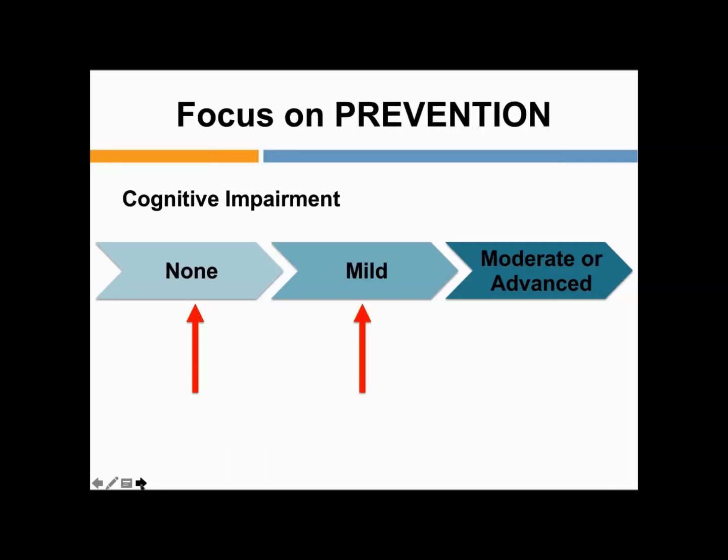I think as well, when we focus on prevention, and I'll talk about this a little bit later, when we think about advanced care planning and cognitive impairment, I really try to engage people who have either no cognitive impairment or mild cognitive impairment. And I think we know that some of the issues related to informed consent when we get to moderate or advanced dementia can be problematic. But I will come back to this a little bit later.